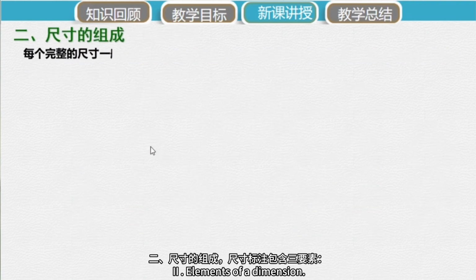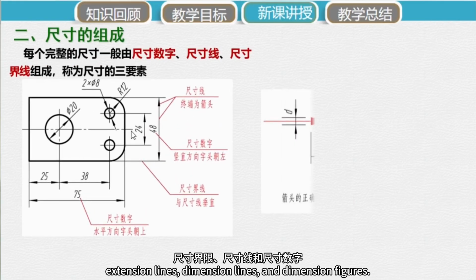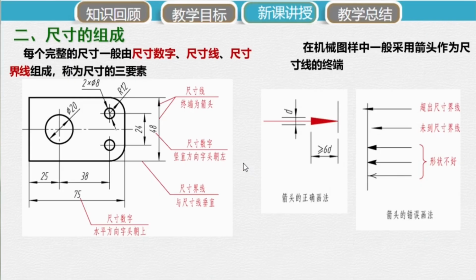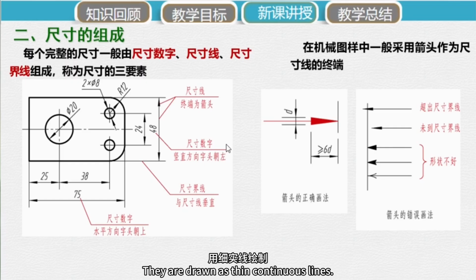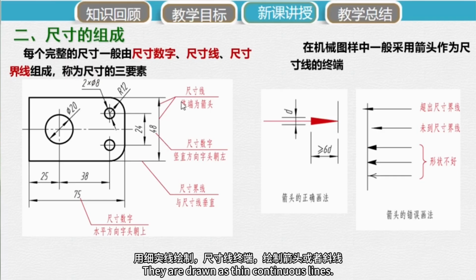2. Elements of a dimension, including 3 key elements: extension lines, dimension lines, and dimension figures. Extension lines indicate the range of the dimension. They are drawn as thin, continuous lines. Dimension lines indicate the direction of the dimension. They are drawn as thin, continuous lines.